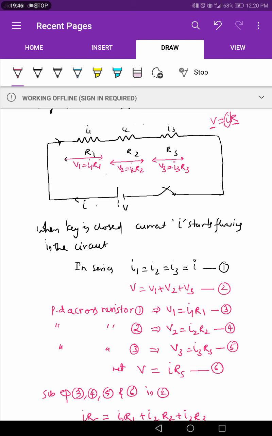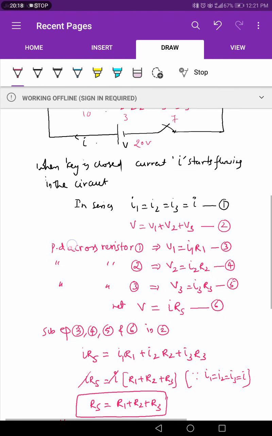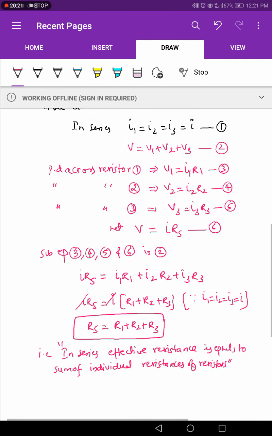Now suppose we are connecting a 20 volt cell, and across this 10, across this 3, across this 7, like that it will be divided somehow. Based on the resistance values it is going to be divided. The net will be equal to the EMF of the cell. By using Ohm's law, we write V1 is equal to I1 R1, V2 is equal to I2 R2, V3 is equal to I3 R3, and V effective, we can write I RS. Now I am substituting 3, 4, 5, 6 in equation number 2. We get RS is equal to R1 plus R2 plus R3.